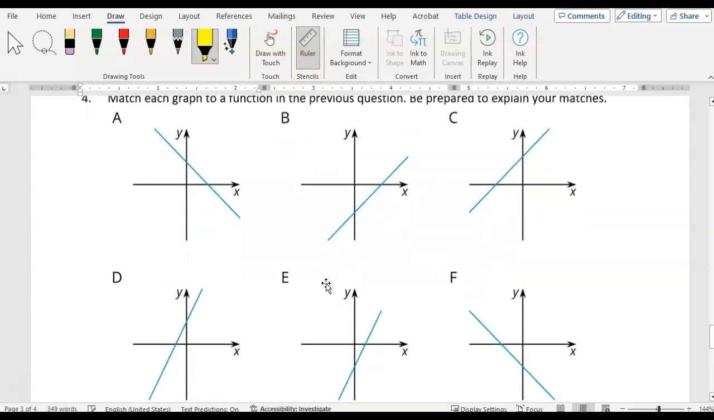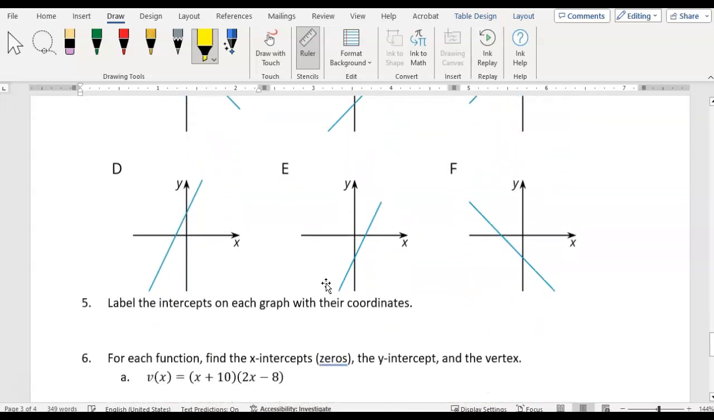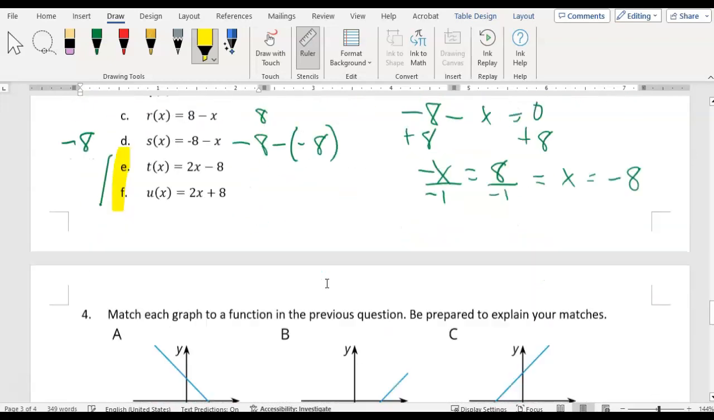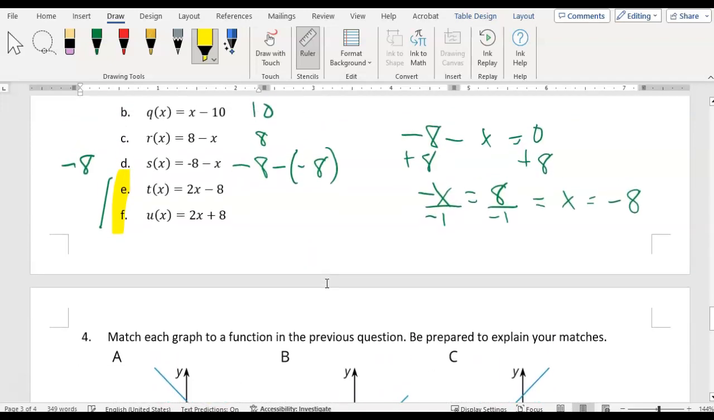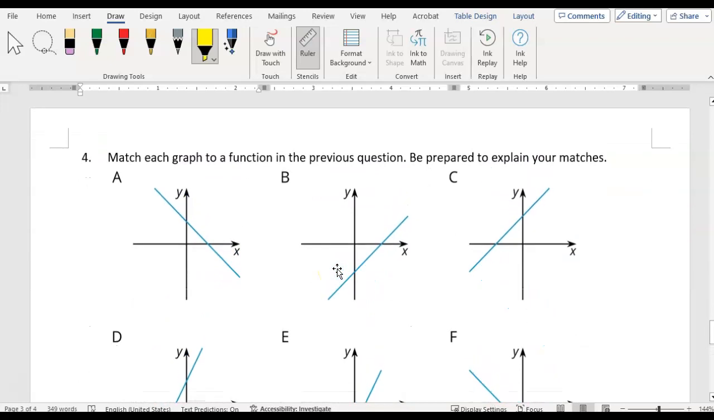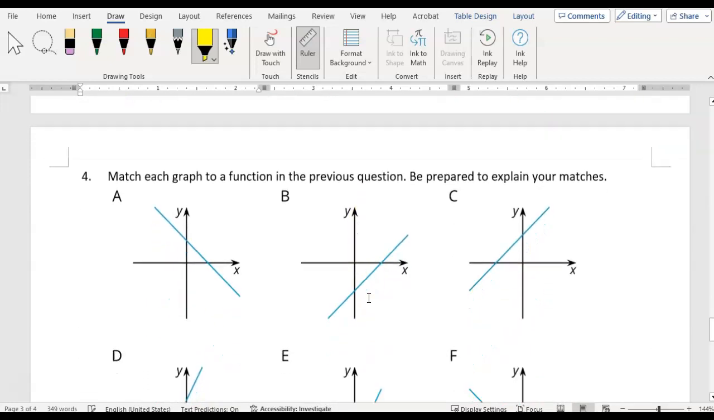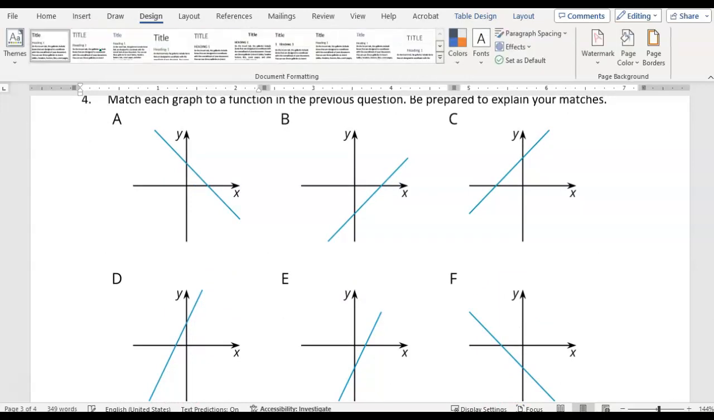And then it says match each function to a graph in the previous question and be ready to explain your matches. So this is very similar to what we did above, where if you can recognize the x-intercept or the y-intercept and your slope, then you will be able to match these graphs quite nicely. So let's take a look at x plus 10. This is a positive slope with a y-intercept of 10. So we should see something with a positive slope and a y-intercept that is above.